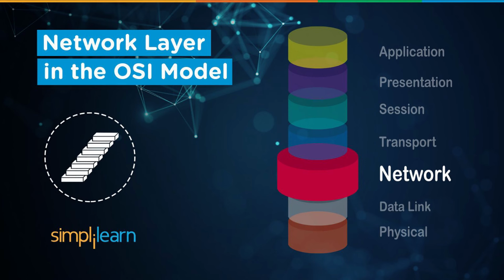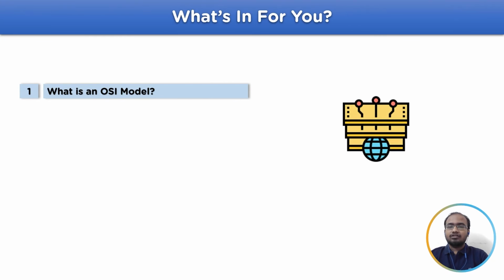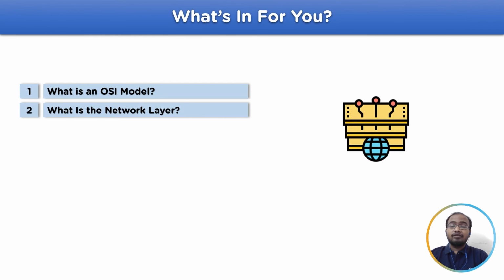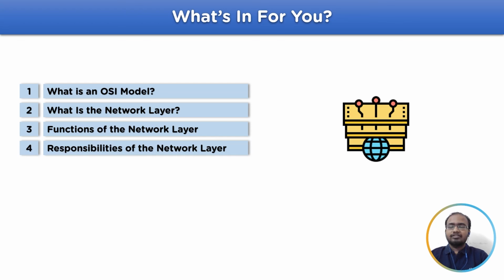So now, without any further ado, let us begin with the plan for today's topic. First, we will have a quick recap on the OSI model. Then, we will dive into our core topic, the network layer. Moving on, we will have a detailed understanding of the major functions of the network layer. Finally, we will wrap up this session with a discussion on the responsibilities of the network layer in the OSI model.